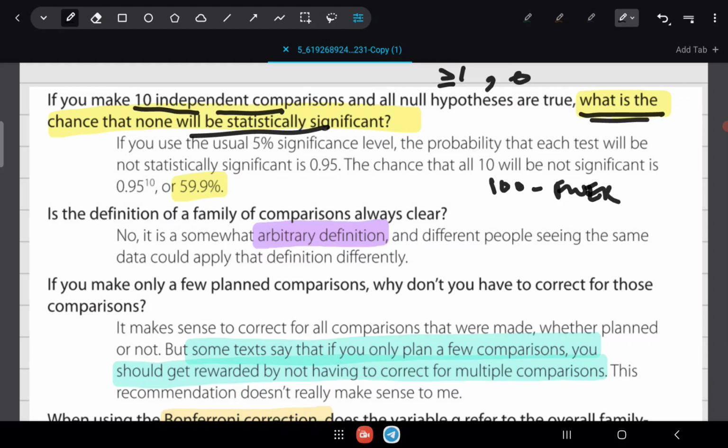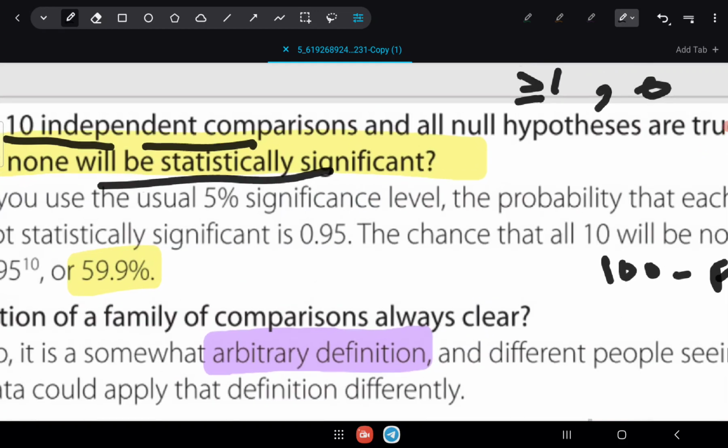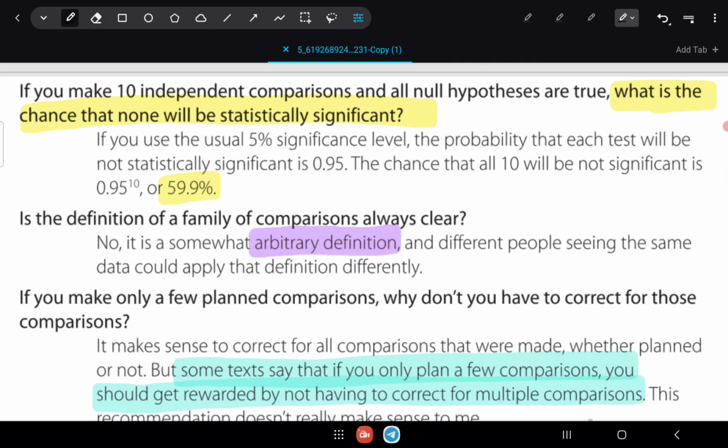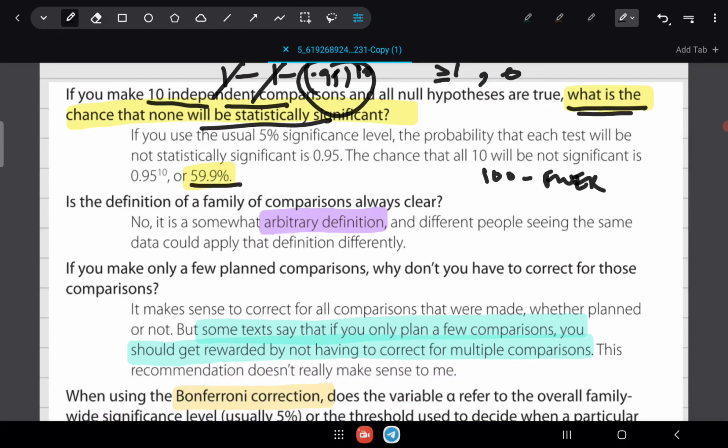So you can first calculate FWER. FWER is 1 minus 0.95 to the power 10, and then you can just subtract that from 1. Okay, so this will be nothing but 0.95 to the power 10. So that will be your answer to this question.